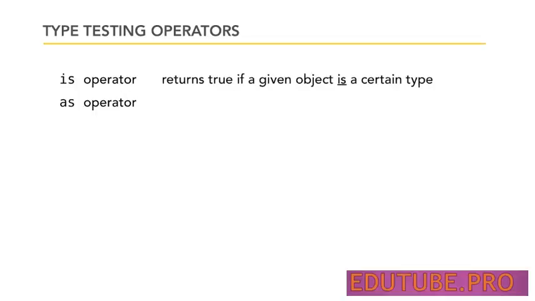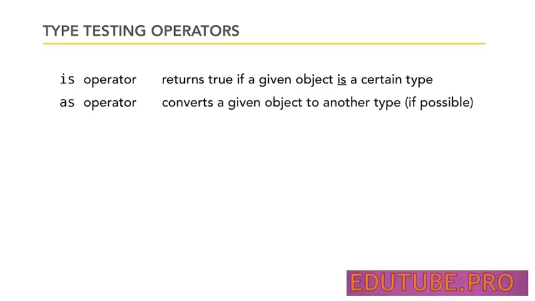There's also type testing operators. There's the is operator and the as operator. And we'll learn more about these as we go through the object-oriented part of the course, but essentially what happens here is the is operator returns true if a given object is a certain type. The as operator takes a given object and converts it to another type if it's possible to do so. So let's just take a quick example, and I understand if you don't follow along right away with this, but as we get to the chapter on object orientation, this will become more clear.